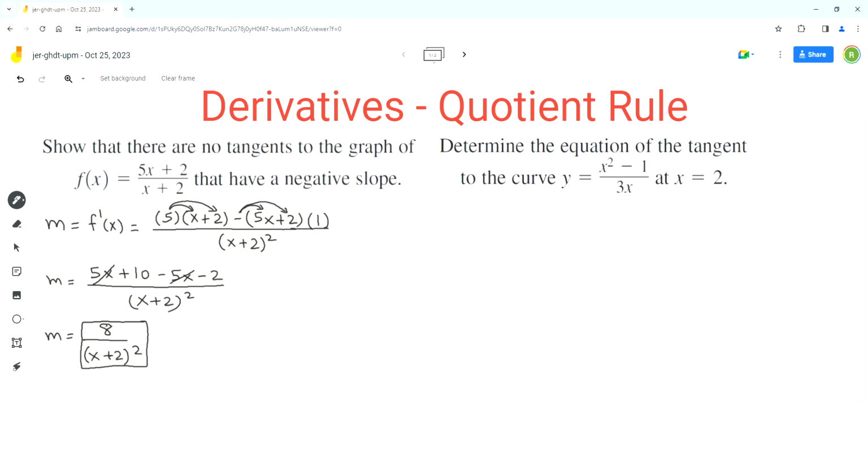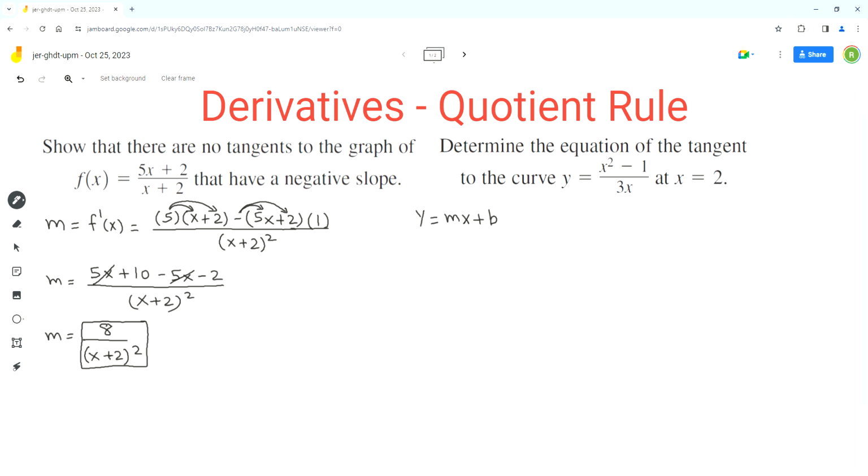As per the second problem, determine the equation of the tangent to the curve y equals (x squared minus 1) over 3x at x equals 2. So in this problem, we have to find the equation of the tangent. And we know a tangent is a straight line. So the general equation of a straight line is y equals mx plus b in slope-intercept form. Now in order to write the equation of the tangent, we need to know its slope and y-intercept.